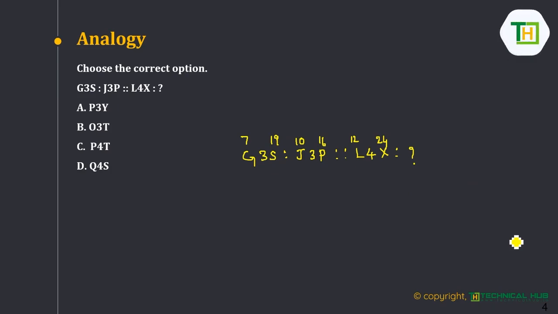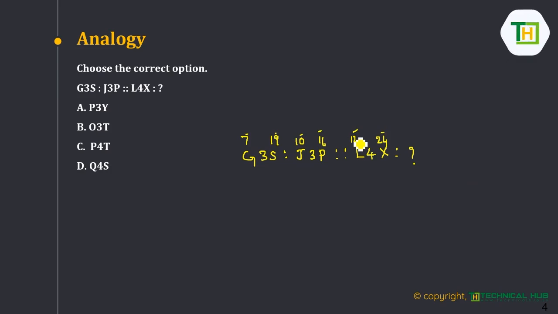Now identify the logic here. If you observe exactly, if I add these two numbers, how much am I getting? 7 plus 19 is 26, 10 plus 16 is 26, 12 plus 24 is 36. No, there is no such logic here to identify that.